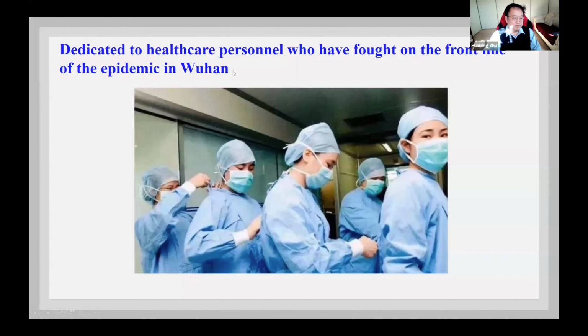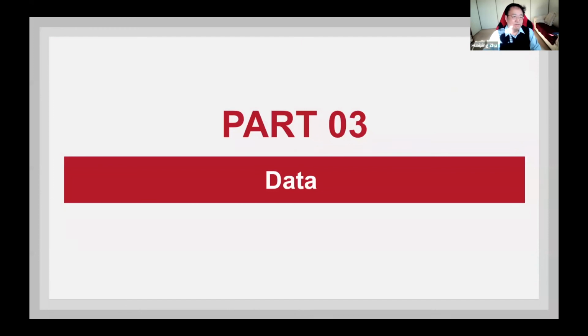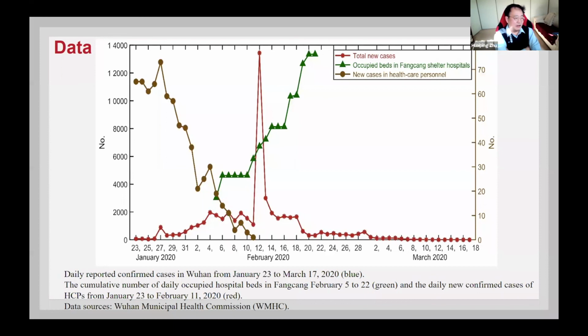Now let's look at the data. So this is the data as I mentioned, we started on January 23rd, the lockdown of the city, till March 17th, only this period. It is this period we have finished the fighting. So the data shows, the first is the star from the bottom.